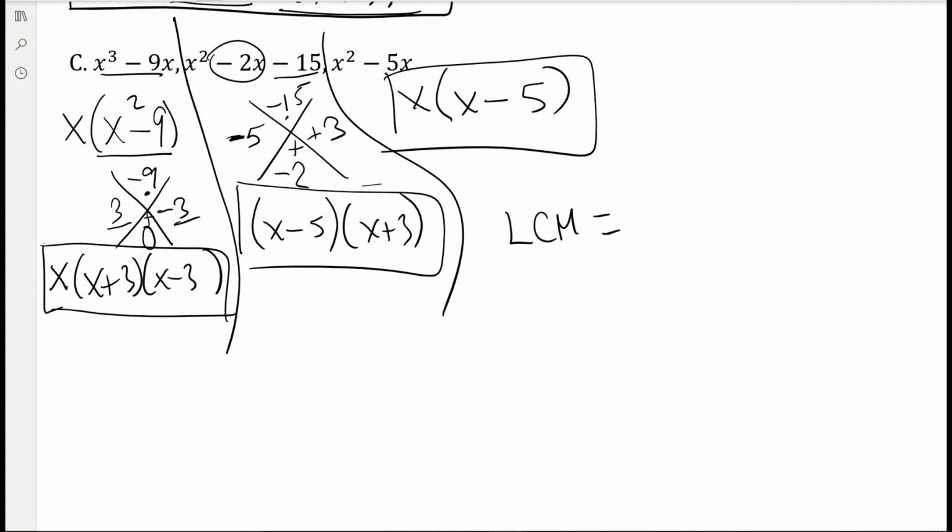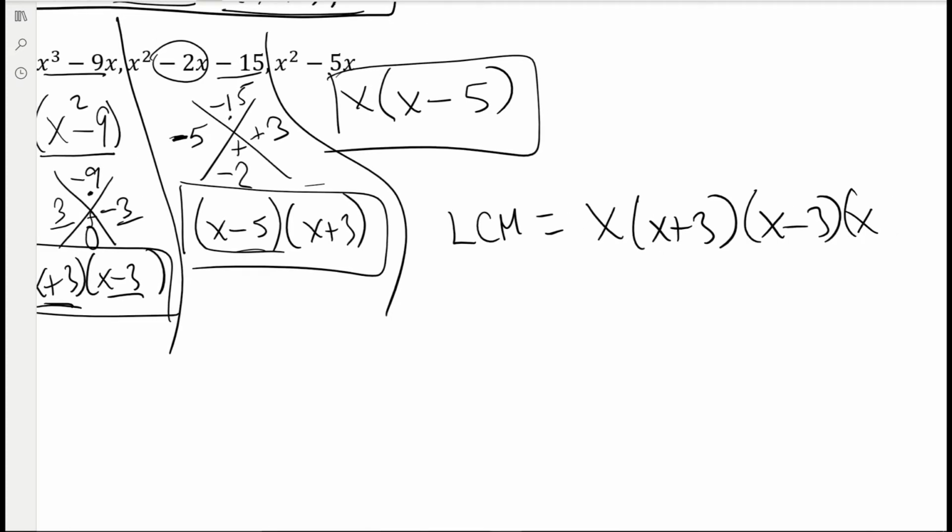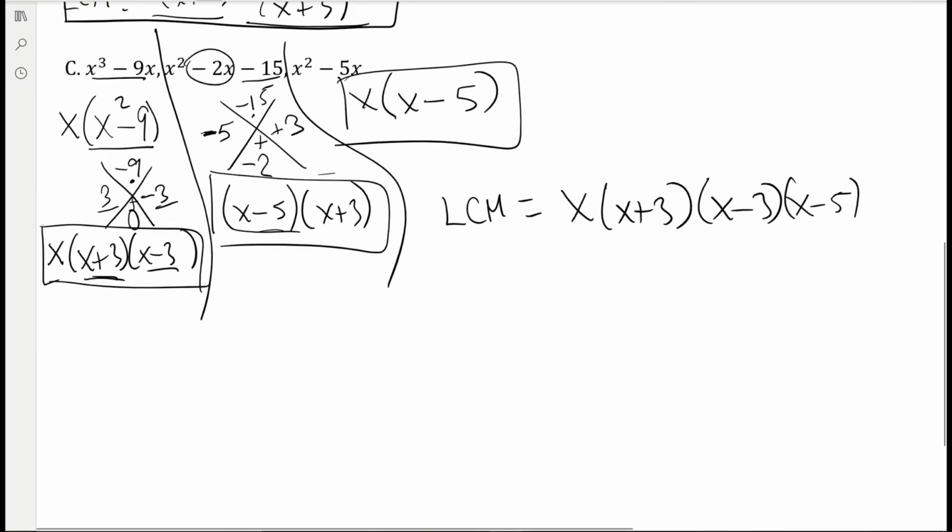Well, I have an x, right? So I'm going to write that out. I have an x plus 3, so I'm going to write that out. I have an x minus 3, so I'm going to write that out. And I also have an x minus 5, so I'm going to write that out. Okay, so I have all those factors and nothing else.